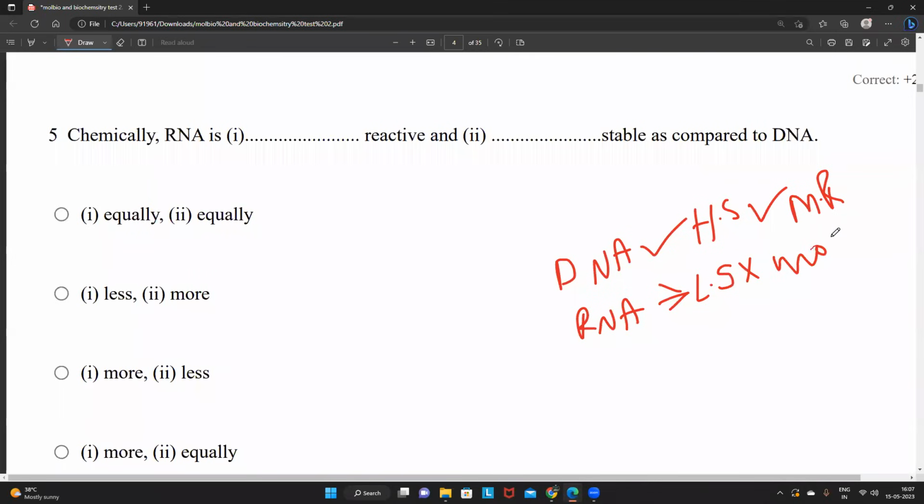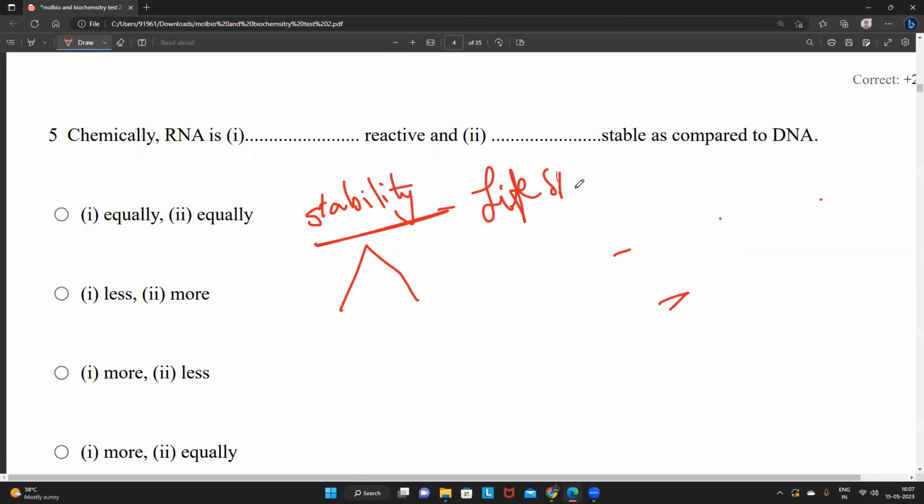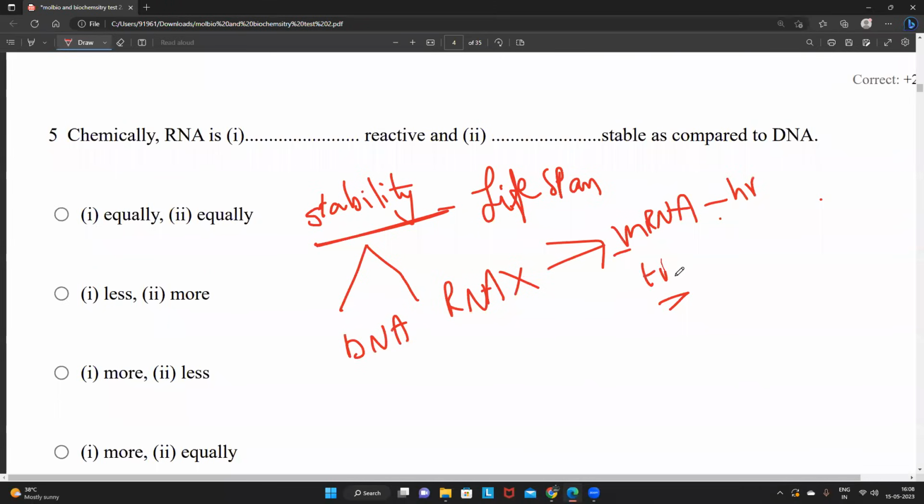it will be more reactive, not to get confused. In terms of the reactivity, not to get confused here, stability is entirely different. Reactivity is entirely different. So when I'm talking about the stability, I'm talking about the lifespan. So when compared to the DNA, RNA has a very short lifespan. You remember, I told you that mRNA can withstand up to hours. tRNA can withstand up to only minutes. Only rRNA can withstand up to generations.